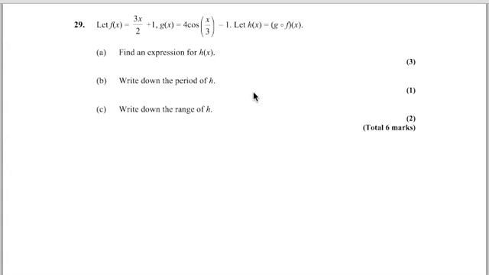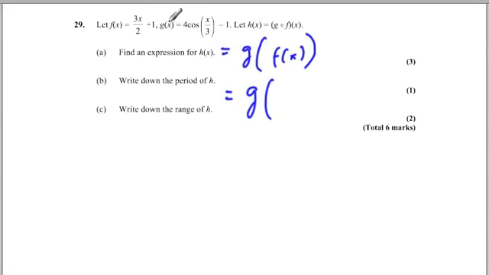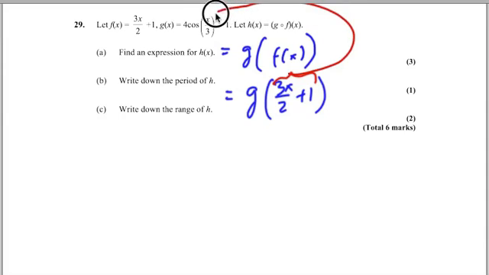All right, number 29. Let's get on this. So here's f of x, here's g of x, and let h of x equal g of f of x. So this is equal to g of f of x, and f of x is 3x over 2 plus 1. And remember that this is actually called the argument. So in other words, since this is g of x, we take the argument and then we plug that into the x over there.